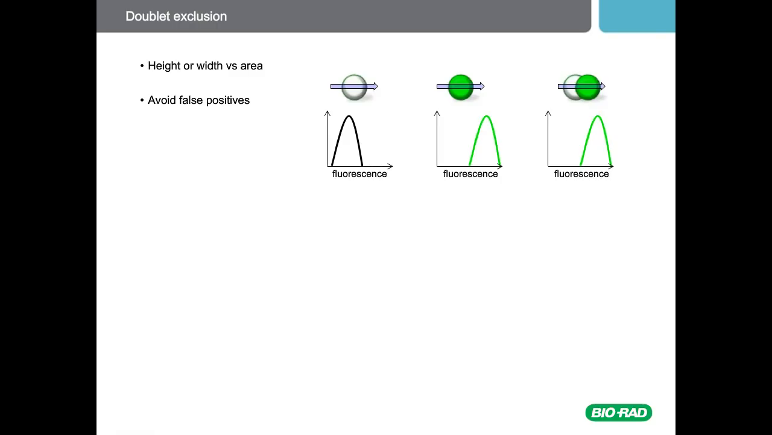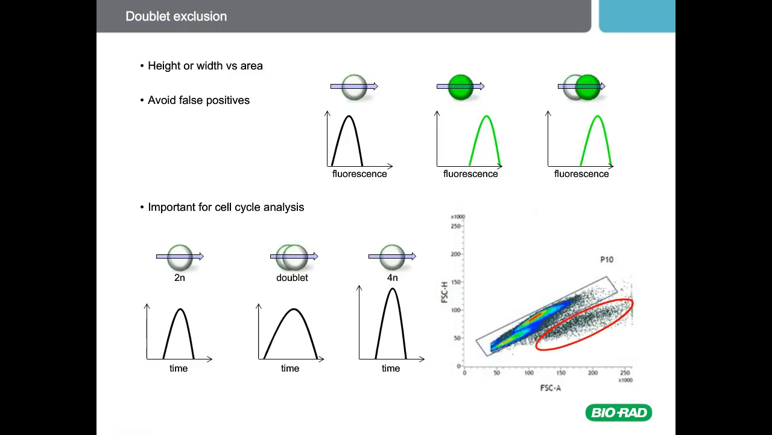If you are sorting cells, excluding doublets is important, as otherwise this will lead to sorting of negative cells as well as positive cells. So how do you do doublet exclusion? Well, doublet exclusion is performed by plotting the height or width against the area for forward scatter or side scatter. Doublets will have double the area and width values of single cells, whilst the height is roughly the same.